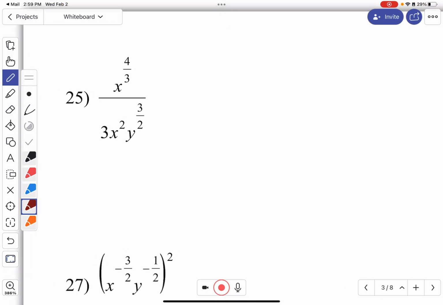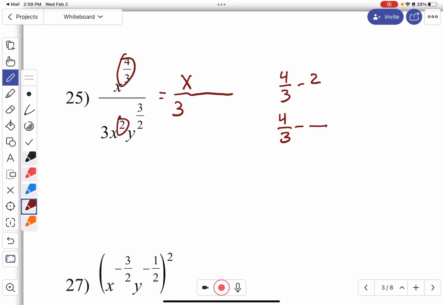25. Now we're going to work a little bit of division. So when we divide, we subtract. If we look at it, there's no number on the top, so we can just leave the number on the bottom. So we're going to have an x value. We've got 4/3 for our x's and 2, so we're going to subtract 2. Common denominator is 3, and that's the same thing as 6/3. So that gives us negative 2/3. And then there's no y, so we're just going to leave it in the bottom as 3/2.